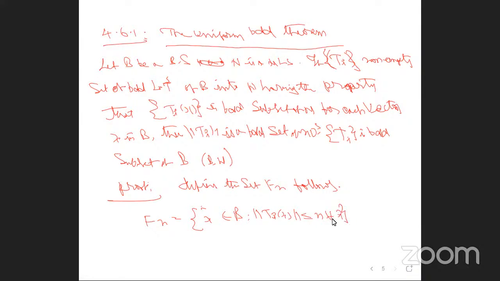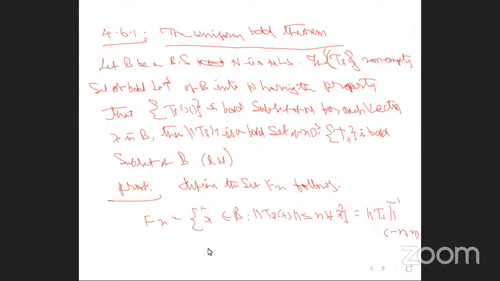That means norm of T_i(x) is less than or equal to n, for n = 1, 2, .... Then F_n is a closed subset of B for each n.